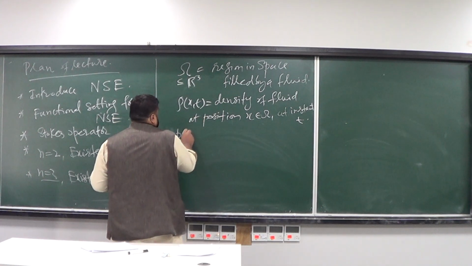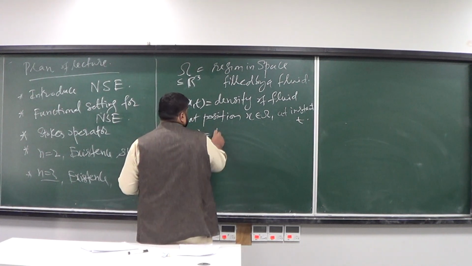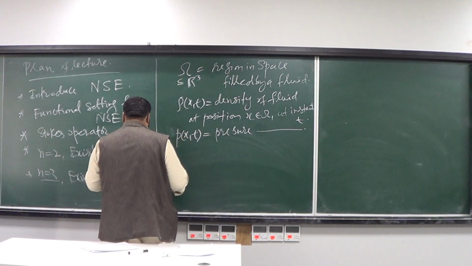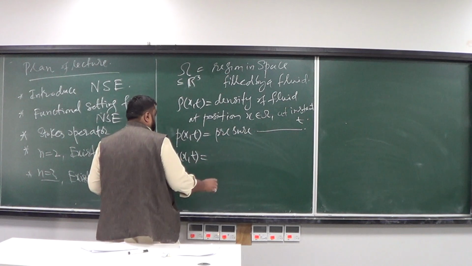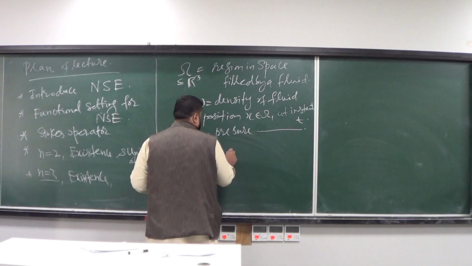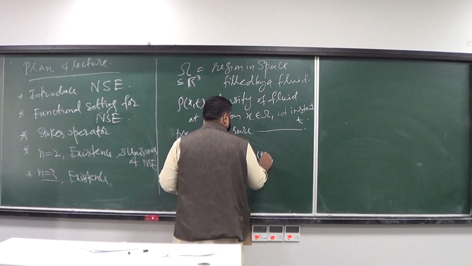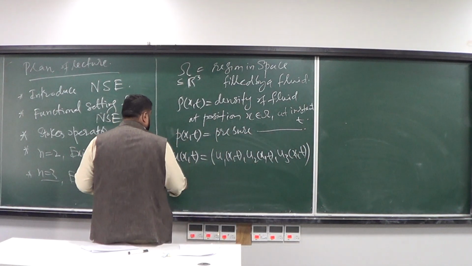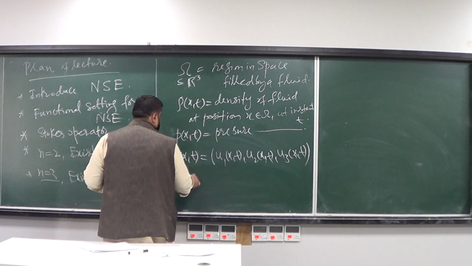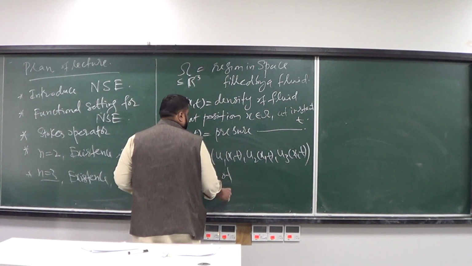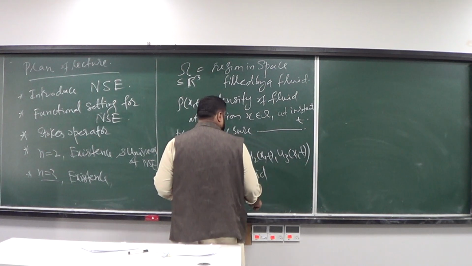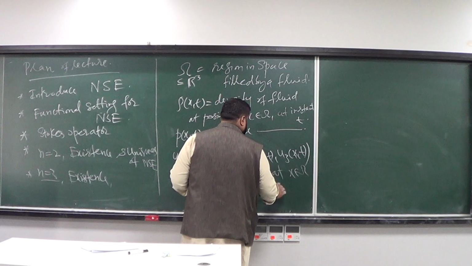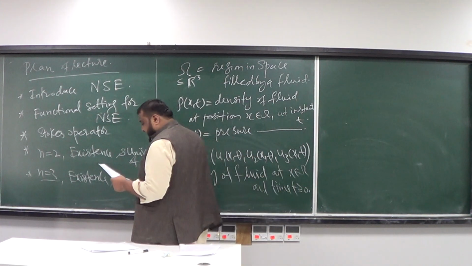And let's assume that p(x,t) is the pressure of the fluid at position x at instant t, and let's assume that u(x,t) is a vector with three components, u1(x,t), u2(x,t), and u3(x,t), which denotes the velocity of the fluid at x in omega and the time t, where t is obviously greater than or equal to zero.